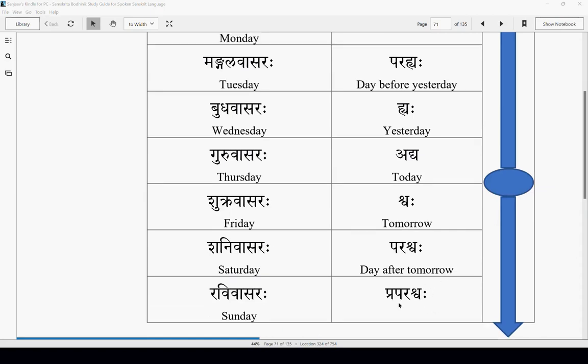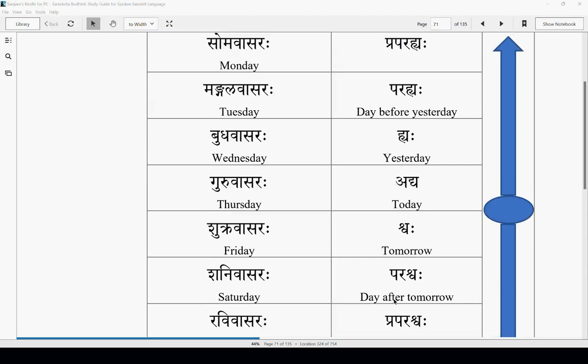So you can ask the question, Adya Kaha Vasaraha. Because Vasara is pulling, I'm using Kaha. Adya Kaha Vasaraha, Adya Guru Vasaraha. Tarhi means in that case, Shvaha Kaha Vasaraha, Shvaha Shukra Vasaraha, Parashvaha Kaha Vasaraha, Parashvaha Shani Vasaraha, Praparashvaha Kaha Vasaraha, Hyaha Buddha Vasaraha, Parahya Mangala Vasaraha, Praparahya Soma Vasaraha.